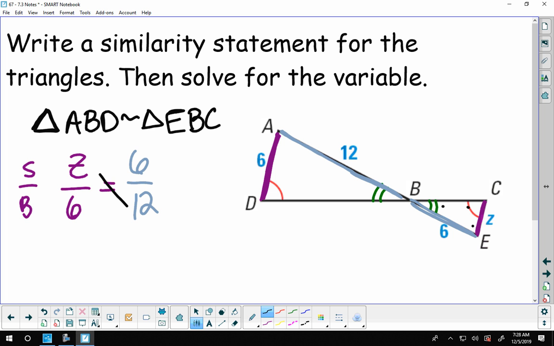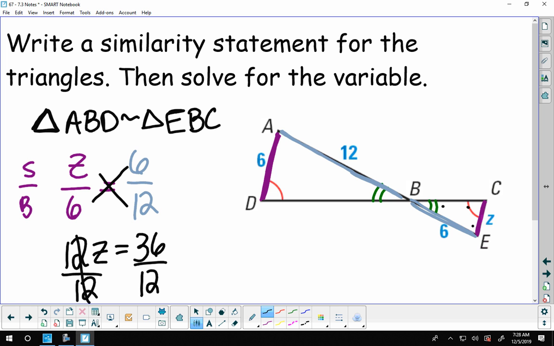Now we can cross multiply to solve for z. So 12z equals 6 times 6, which is 36. Divide by 12, and 36 divided by 12 is 3.